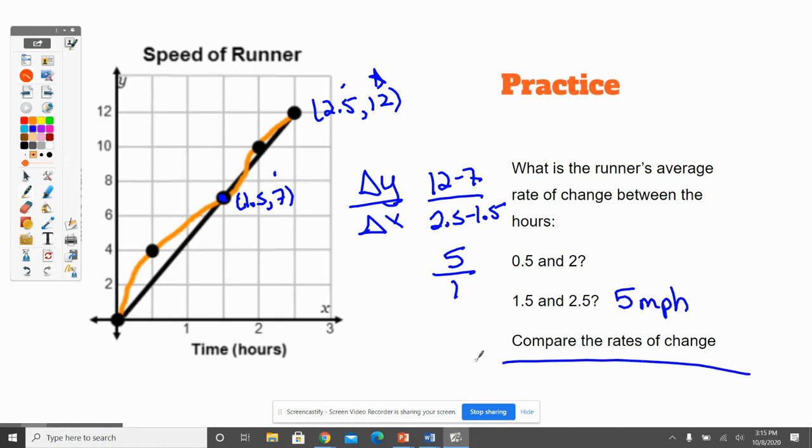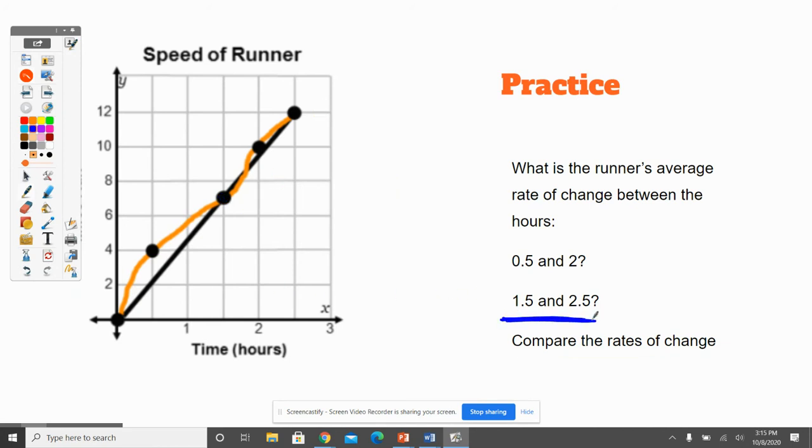So when we compare the rates of change, what can we say? We can say that the runner went faster from 1.5 to 2.5 hours than they did from the 0.5 marker to 2 hours.